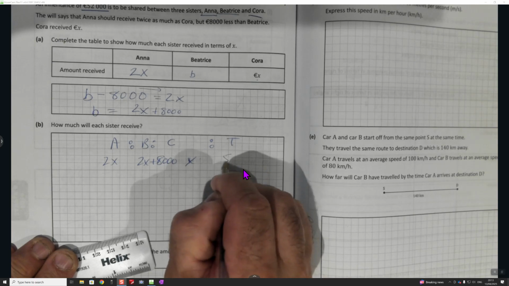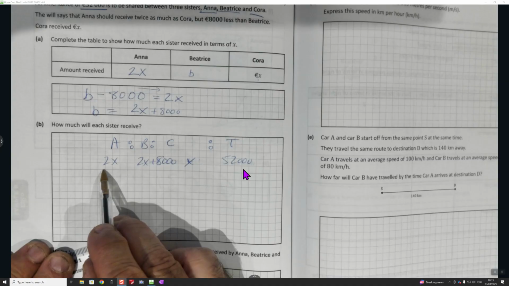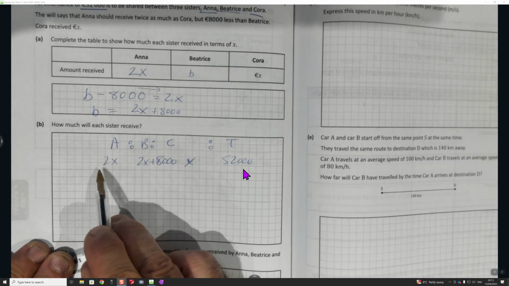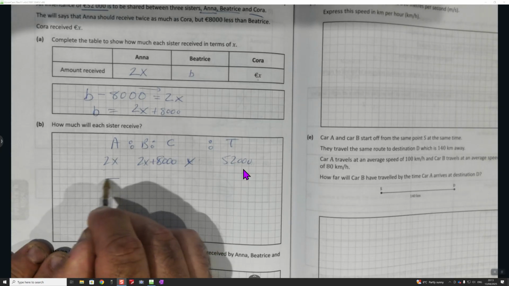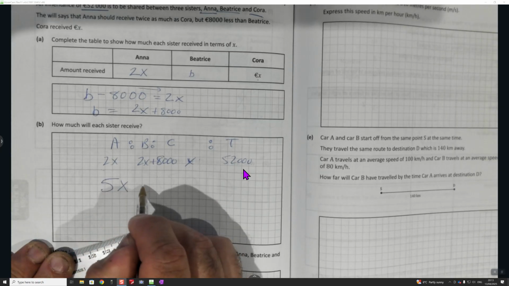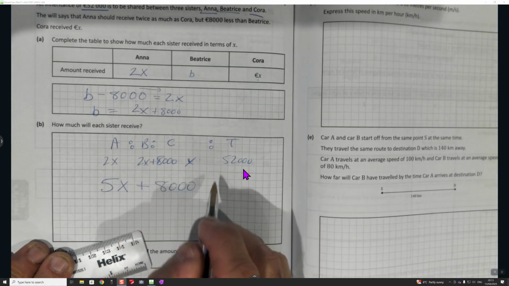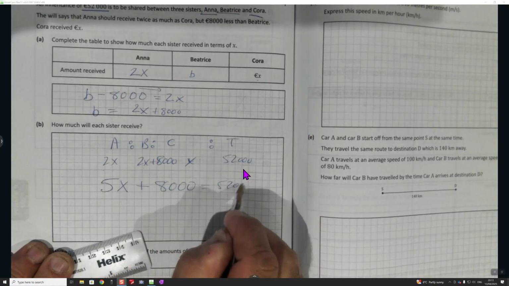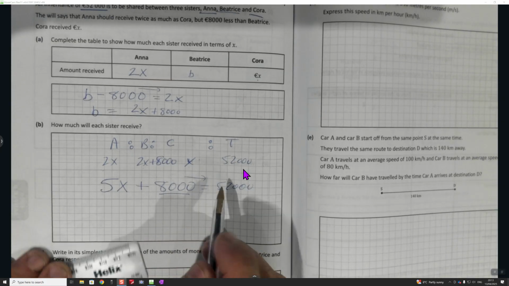Total is 52,000. Okay, let's add them up. Let's add them up in the abstract way first. 2X and 2X is 4X and X is 5X. So we have now the equation 5X and 8,000 euro, because that's part of the sum, is equal to 52,000. Let's take 8,000 away from both sides, transpose.